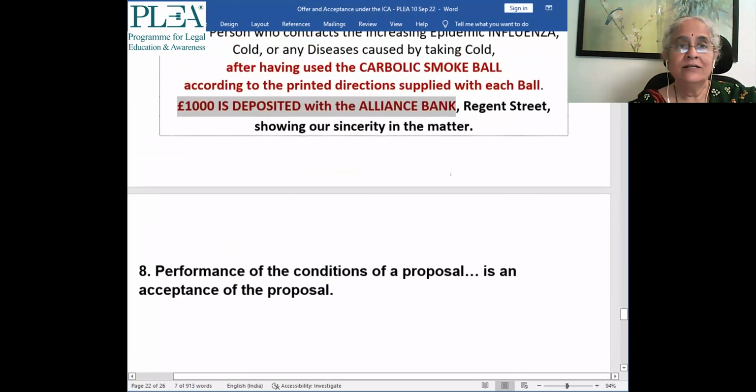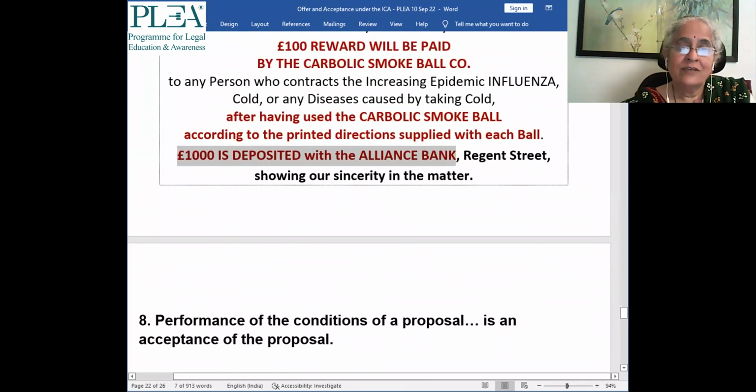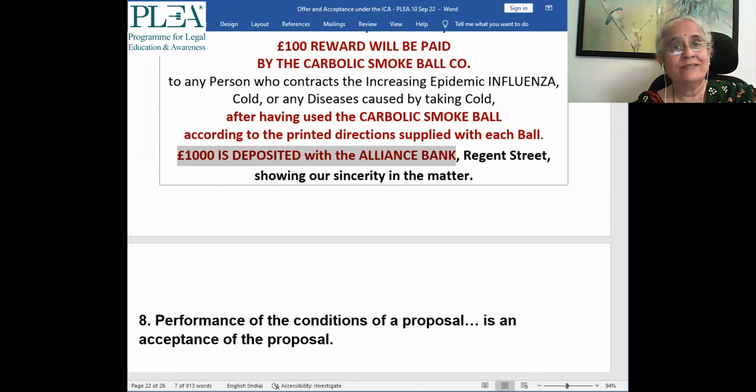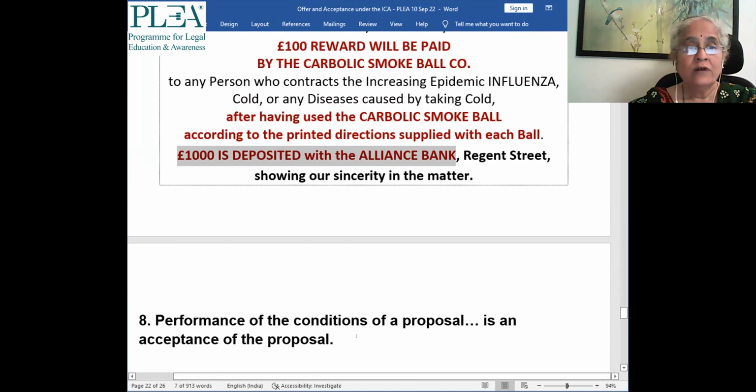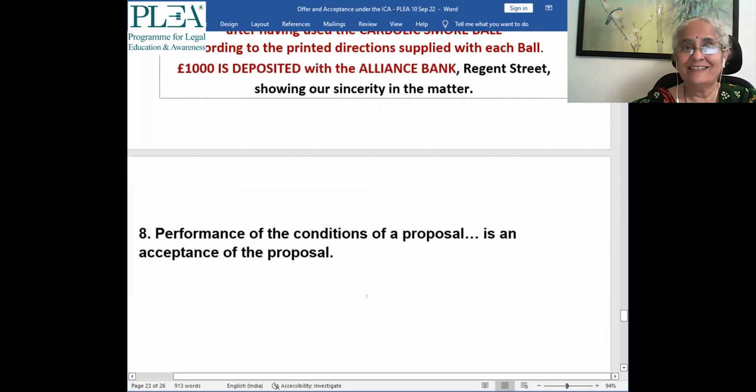Now, the fact that if conditions of a proposal are fulfilled, then that amounts to acceptance was decided in Carlill versus Carbolic Smoke Ball in 1892. We already have a section 8. I have only summarized one part of it. The other part is not relevant for our discussion.